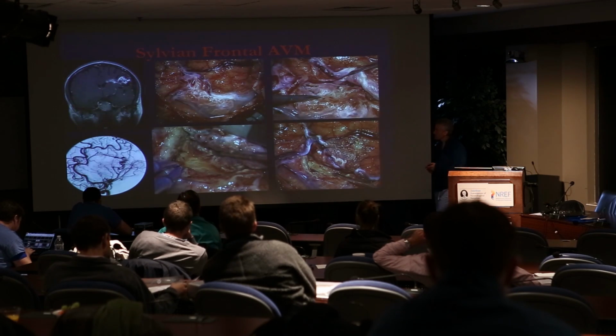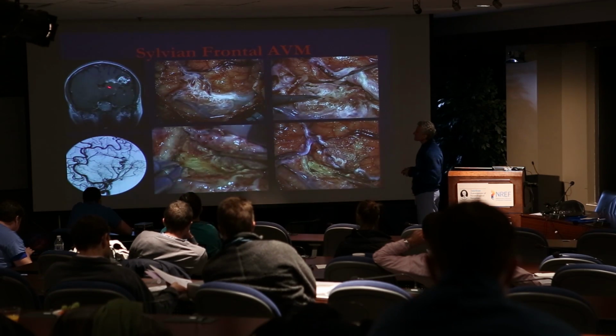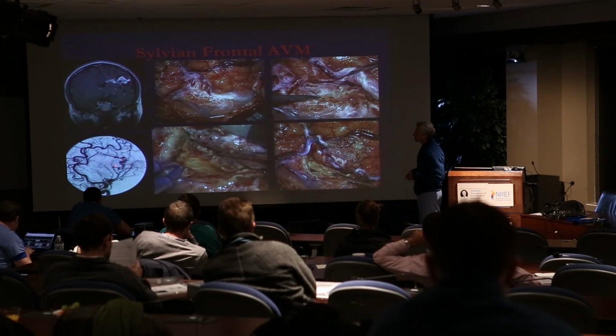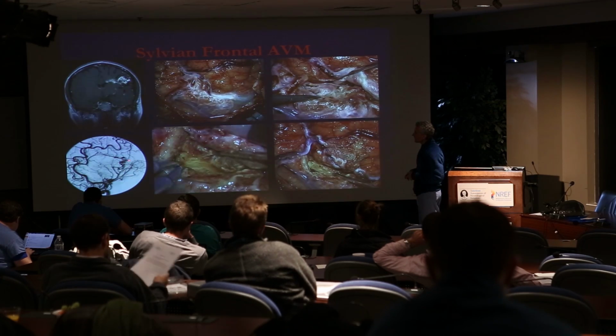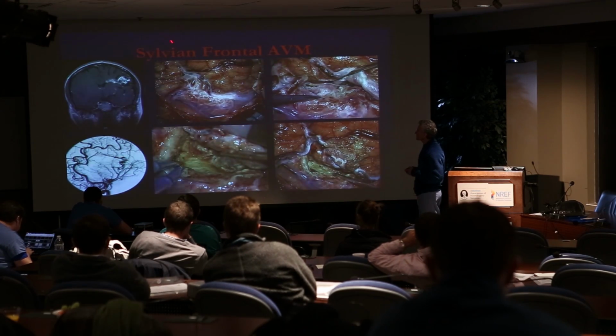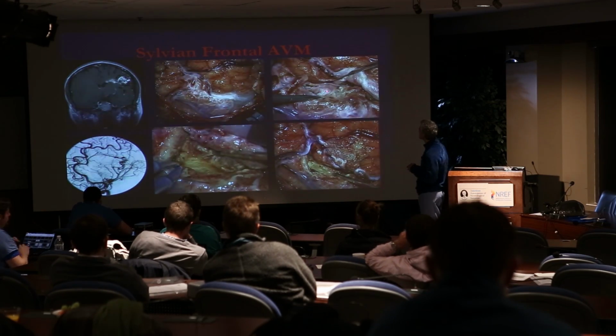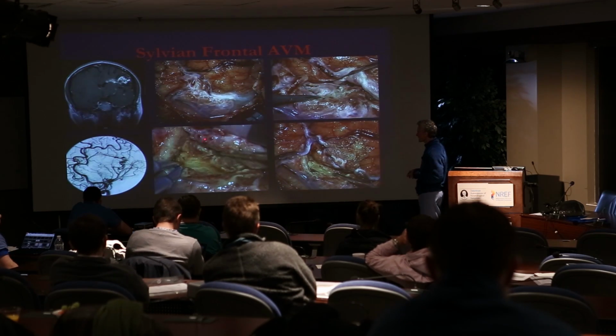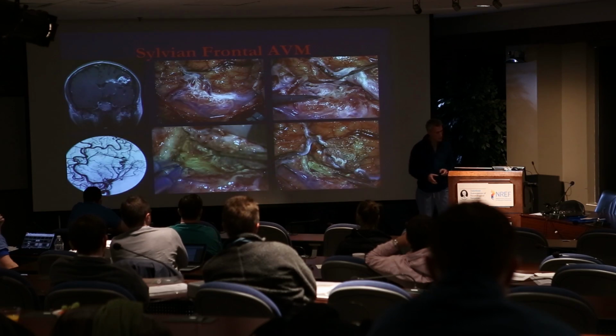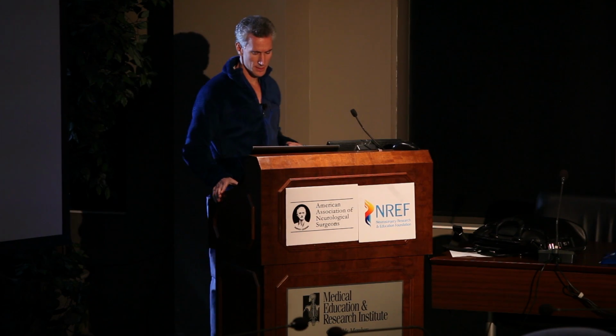Here you can see it's on the frontal side of the sylvian fissure, fed by these branches that come up and out of the sylvian fissure. So as we split the fissure, we see these feeders coming in here. And this one had been previously radiated, so there's that nice gliotic margin. And there's a nice one.